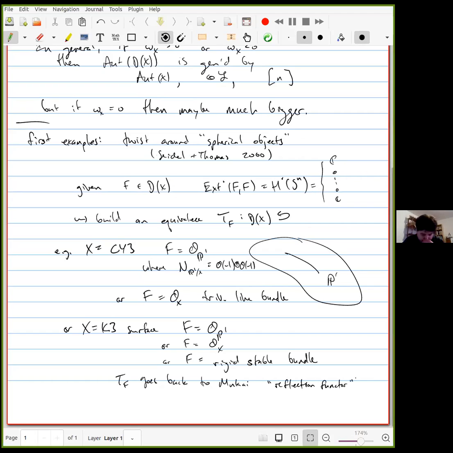In his Tata paper, where he's building the foundations of moduli spaces of sheaves on K3 surfaces, he uses these functors all the time. He doesn't emphasize the fact that, maybe he doesn't even know at that point that they're autoequivalences, but he uses them a lot. Maybe I'll skip the recipe for this twist around F, but let me say that.